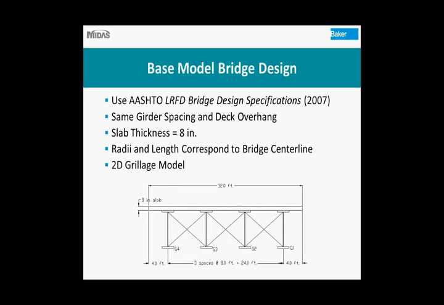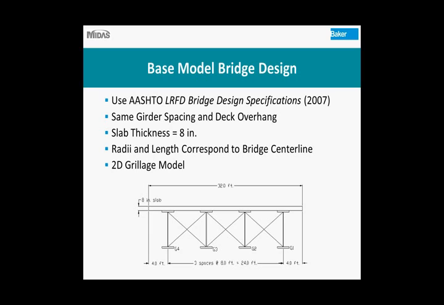So once we selected our parameters, the next thing we needed to do was design these base model bridges that we were going to look at. They are designed using the AASHTO LRFD bridge specifications. For all of them, we decided to use the same girder spacing and the same deck overhang. When we were designing these, we wanted to keep everything as similar as possible, so we were only focusing on changing the parameters that we were interested in analyzing. We selected a slab thickness of 8 inches. All the radii and lengths that were listed correspond to the bridge center line. And we did these base designs using a 2D grillage model.